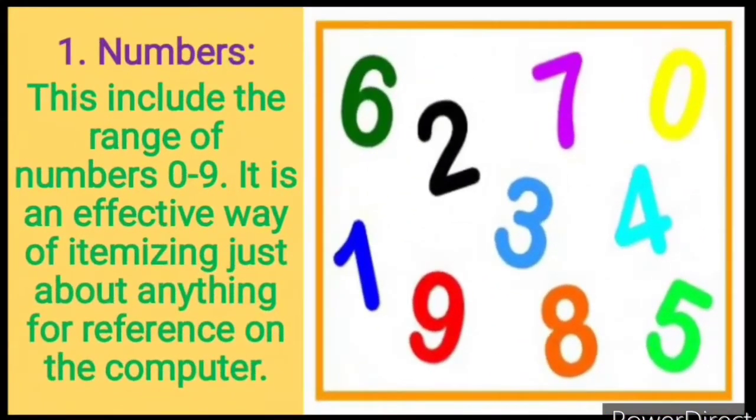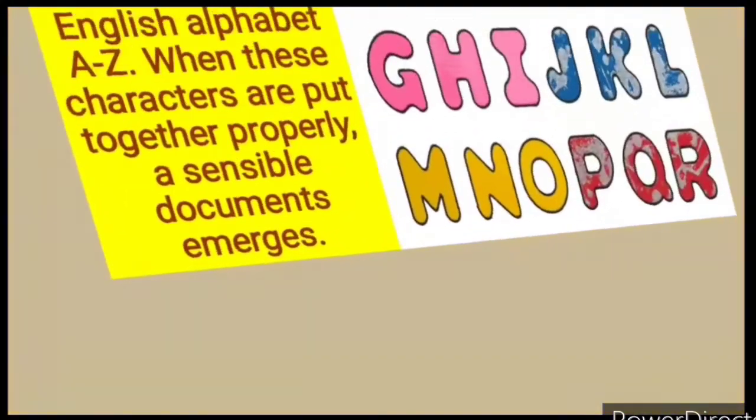Let's look at numbers. Numbers include the range 0 to 9. It is an effective way of itemizing just about anything for reference on the computer. From this 0 to 9, you can generate other numbers. For example, if you take 9 and 0, it gives you 90. 1 and 2 zeros give you 100. Now you can see other numbers can be generated from 0 to 9.